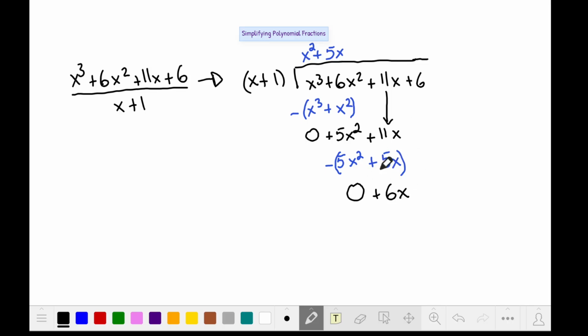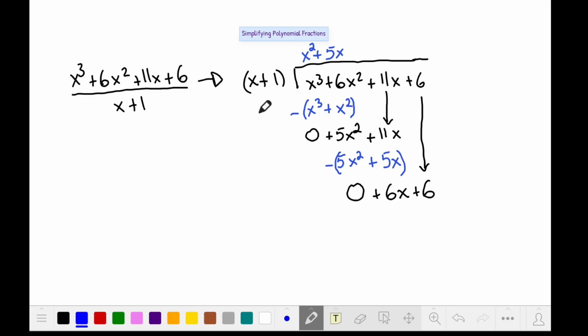And that's our little subtraction step right there. We haven't done anything to the 6, so now we drop down the 6. So now we have 6x plus 6. Perfect. And notice how we always have a 0 because we're always getting rid of that biggest power of x. So that's a really quick way to double check that you haven't made a silly mistake. We're always dropping down a power. So we started with x cubed, then x squared, and now just x by itself.